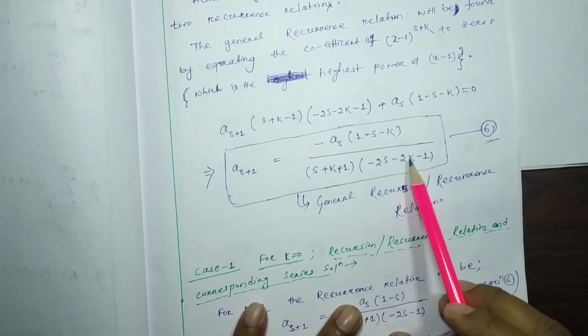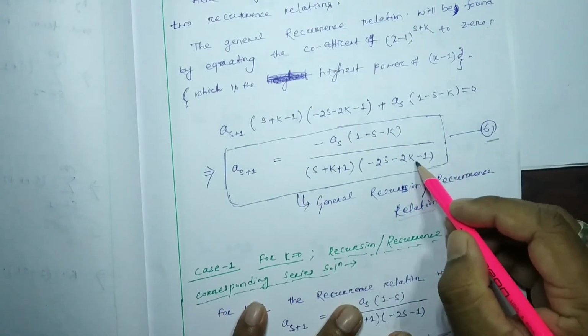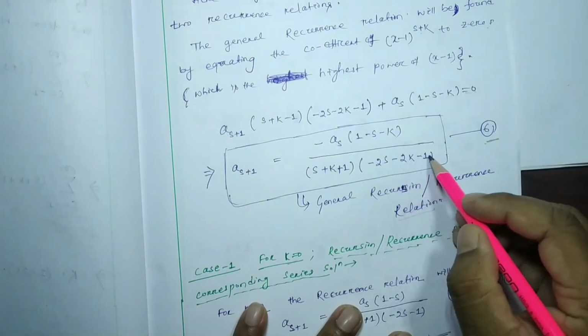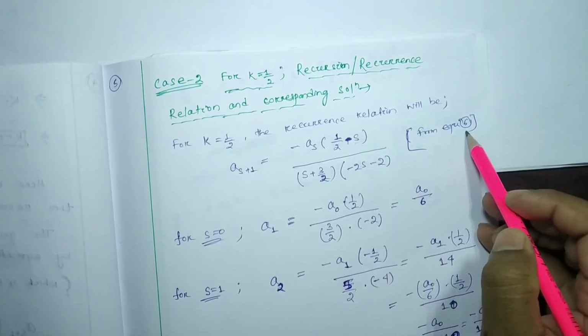Here you can see that you have to put k equal to 1 by 2. 1 by 2 means here 1 by 2, the 2 got cancelled. Minus 1, here minus 1, minus 2. So minus 2s minus 2, which we found from equation number 6.